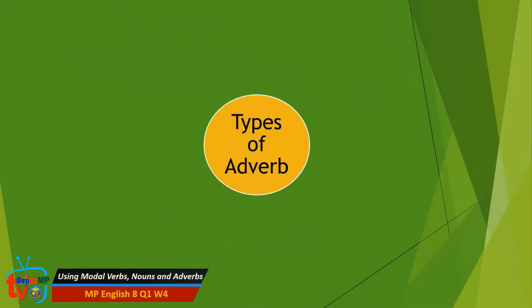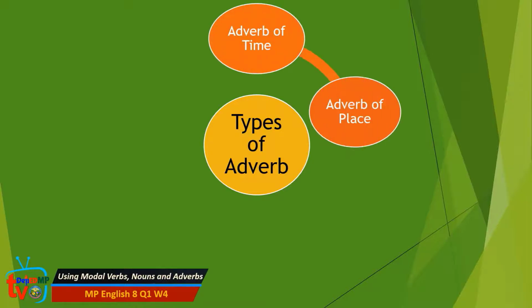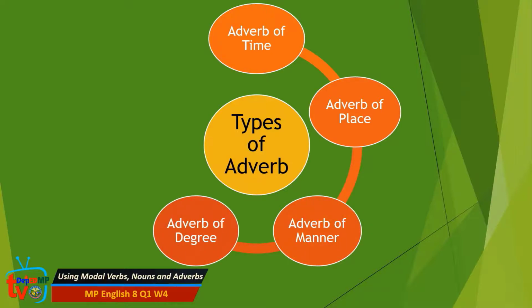Here are 5 types of adverbs. First, adverb of time. Second, adverb of place. Third, adverb of manner. Fourth, adverb of degree. And fifth, we have adverb of frequency. We are going to study them carefully to be able to know when to use each type of adverb.